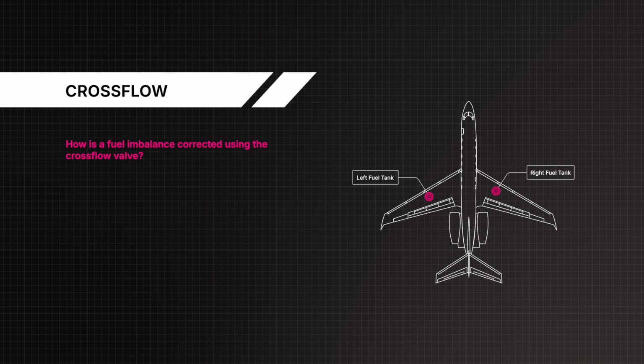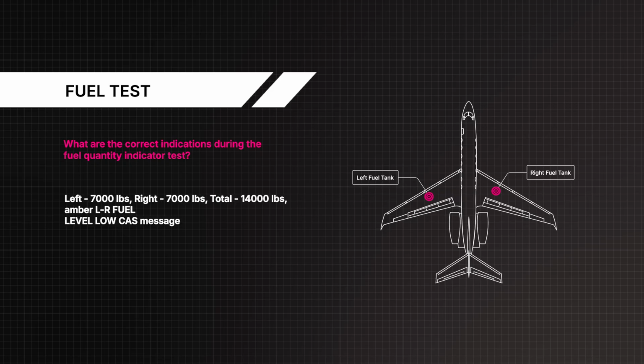How is a fuel imbalance corrected using the crossflow valve? By opening the crossflow valve and turning off the fuel pumps on the light wing. What are the correct indications during the fuel quantity indicator test? Left, 7,000 pounds, right, 7,000 pounds, total, 14,000 pounds, amber left and right fuel level low CAS message.